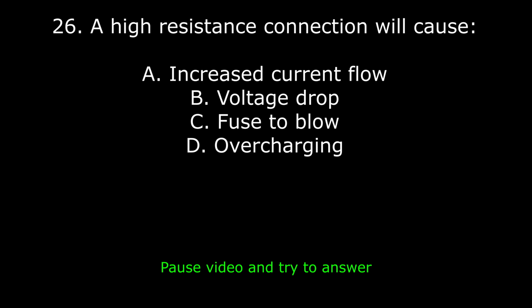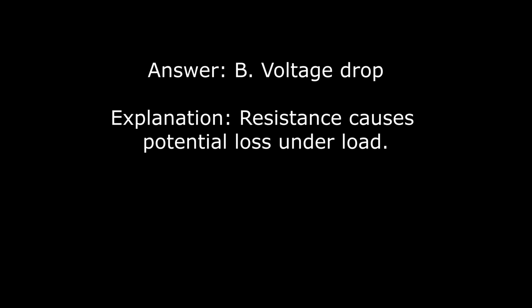26. A high resistance connection will cause A, increased current flow. B, voltage drop. C, fuse to blow. D, overcharging. Answer is B, voltage drop. Resistance causes potential loss under load.